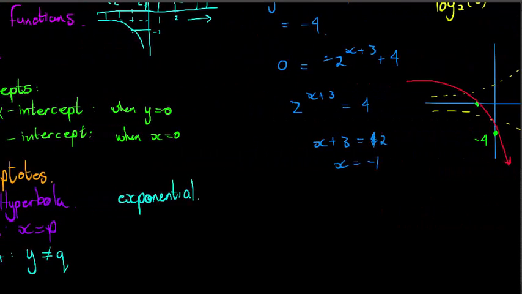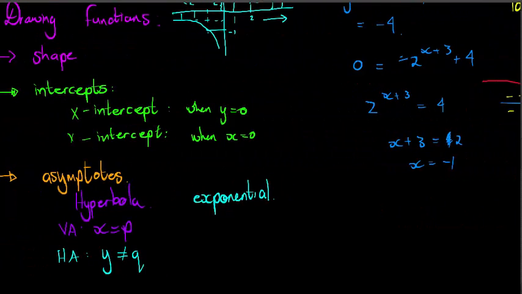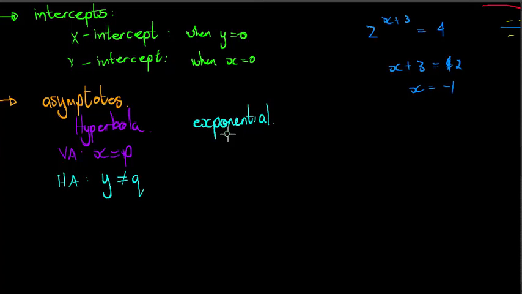So here we get that the exponential function only has a horizontal asymptote, it doesn't have a vertical asymptote because x can be anything, but it has a horizontal asymptote, y is equal to a.